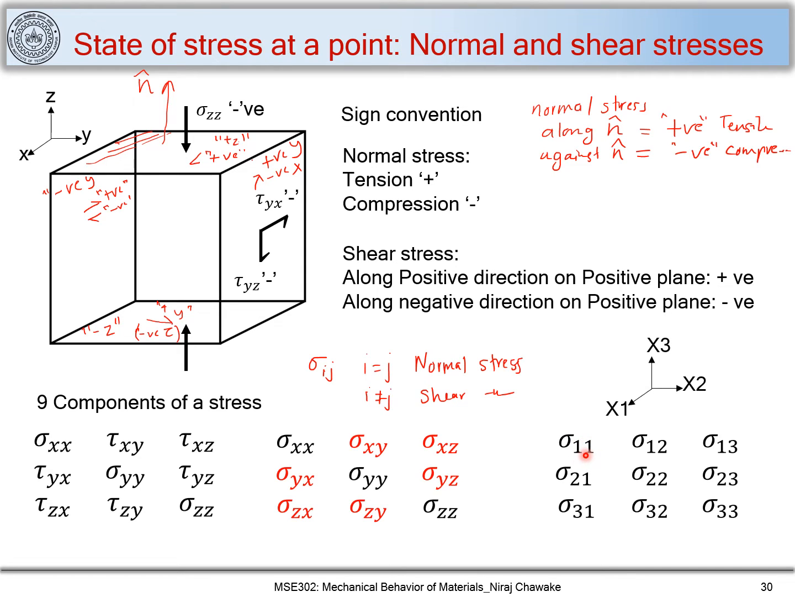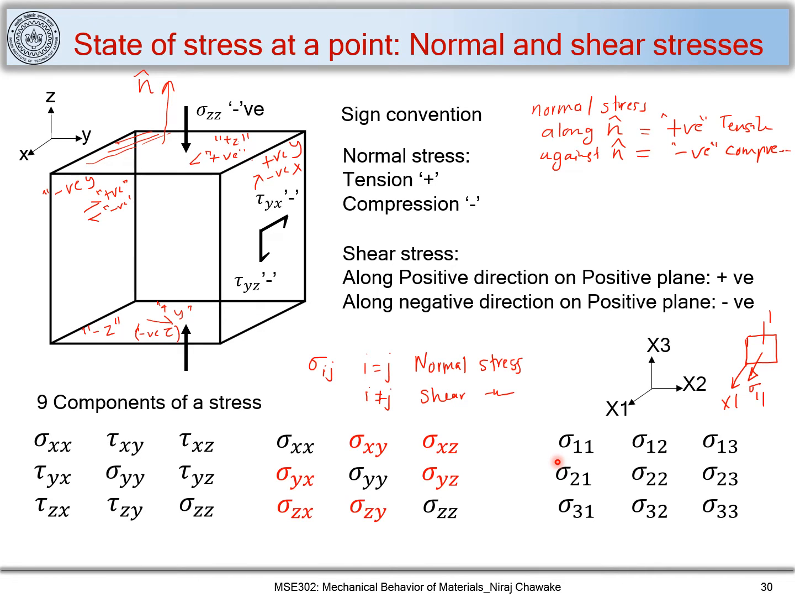Let's consider this coordinate axis, and let me write it down for you. This is my one plane, and this is my x1 direction. So sigma 11 will be acting perpendicular to this 1 plane, along one direction. This will be your sigma 11. Similarly, you can find out what sigma 13, sigma 22, etc. are. So this represents one and the same thing, as a stress tensor.